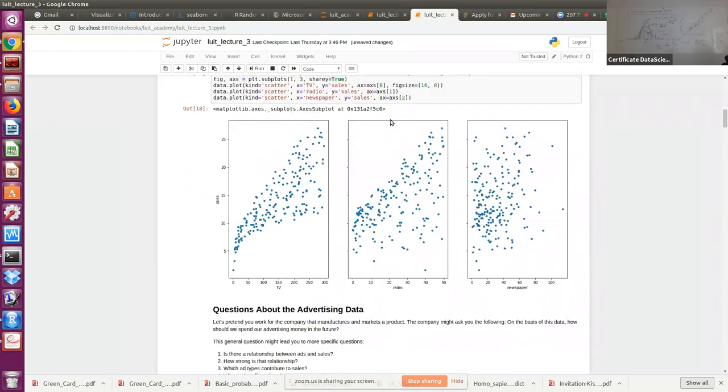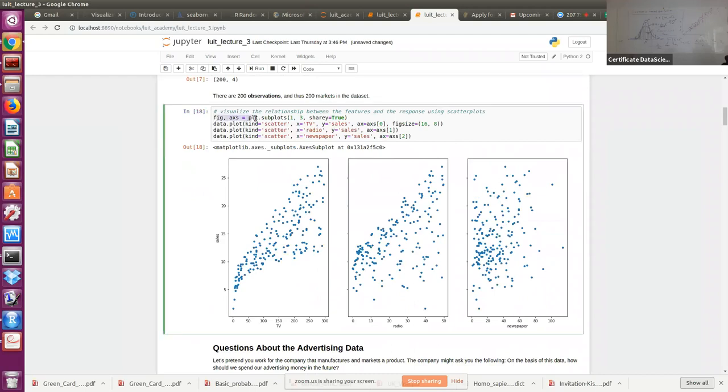And that's what you are doing here. Here, you are saying that I want three plots, one plot divided into three, that's what the 1,3 subplot is. Share y will have the same axis called sales here, you see? Share y axis. And it's called scatter plot. This is a function you can use. When I share my notebook, you can use it.